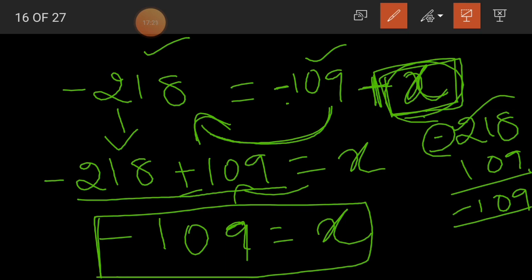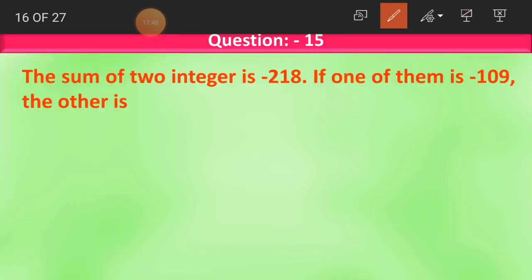Understood? What did we do? We took this minus 109 to the opposite side. The opposite of minus is plus, so it became a positive integer, and as both the signs are different, we subtracted them, and 218 is the higher absolute number. It has a negative sign, so we gave a negative sign to the answer as well. We got minus 109 as our other integer.